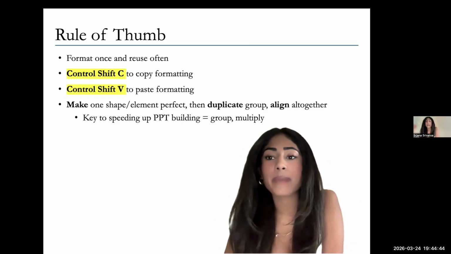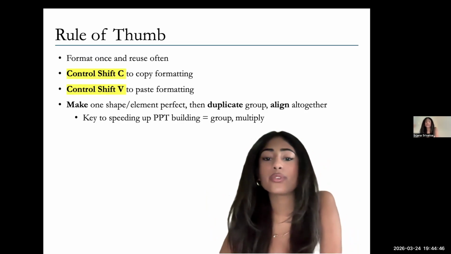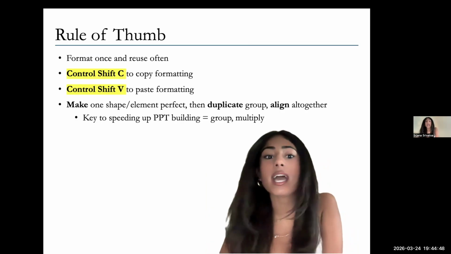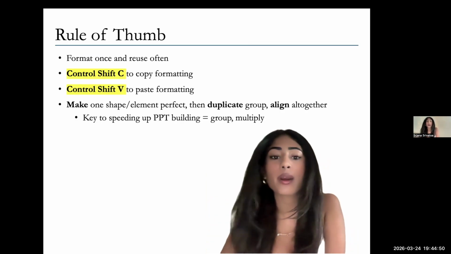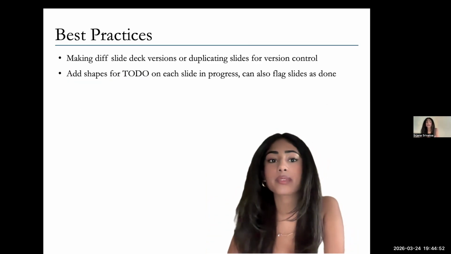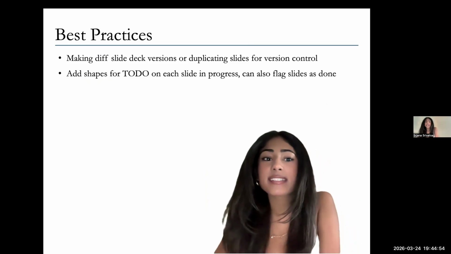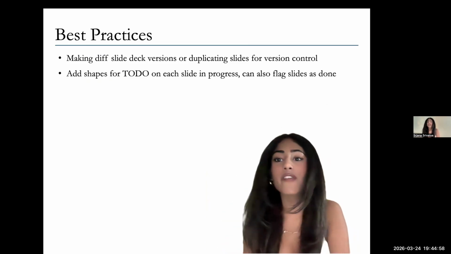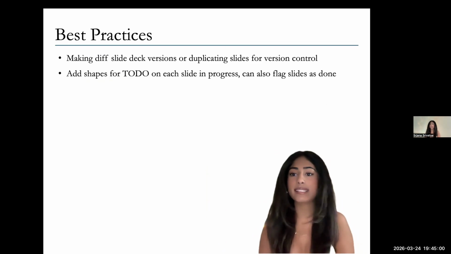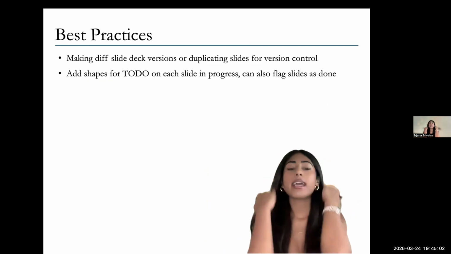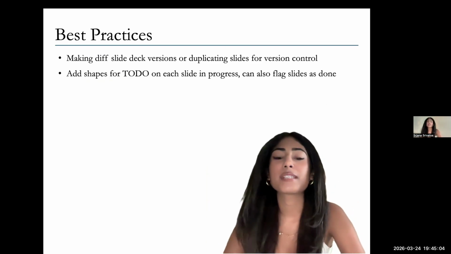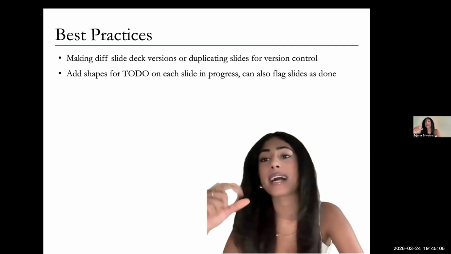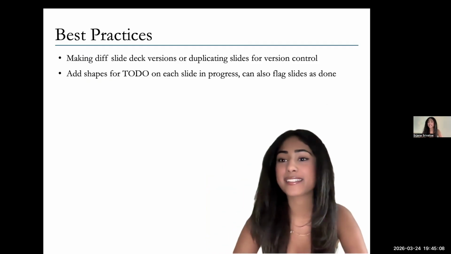So the goal is to make one shape or element perfect, then you duplicate it, group it, align it together, and the key to speeding up your PowerPoint building is just grouping and multiplying. And some final best practices: you want to make different slide deck versions or duplicate slides for version control. Never just edit directly, always duplicate slides, always have multiple versions. And when you're building out a deck, add shapes as little to-do flags, and you can also flag slides as done. So these are just some best practices.